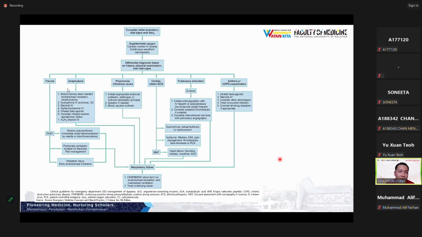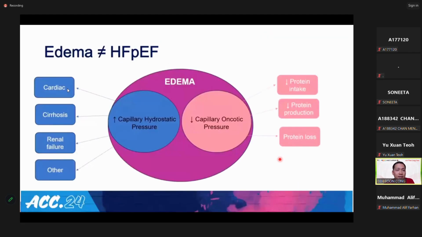It all depends on what you get and what further investigation is needed for the patient, and which system you suspect, and then you work out based on that. I don't need to go through all this. You can read from the algorithm. So the thing I want to emphasize is that edema doesn't mean it's equivalent to heart failure with preserved EF. Even though your echo tells you that it's normal, you need to look for other causes.